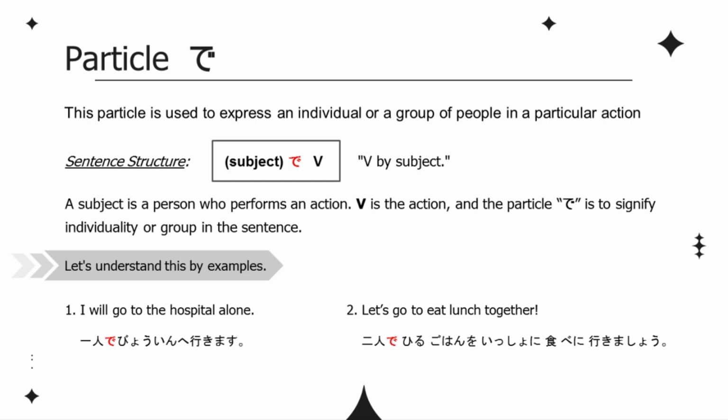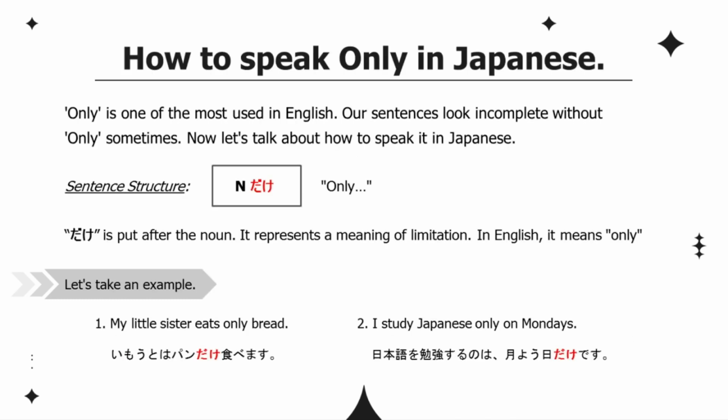Before the particle de, a counter suffix that expresses the one who performs the action is sometimes included. How to speak only in Japanese. I guess the word only is one of the most used in English. Our sentences look incomplete without only sometimes. Now let's talk about how to speak it in Japanese. Formation: noun, dake, only. Dake is put after the noun. It represents a meaning of limitation. In English, it means only.